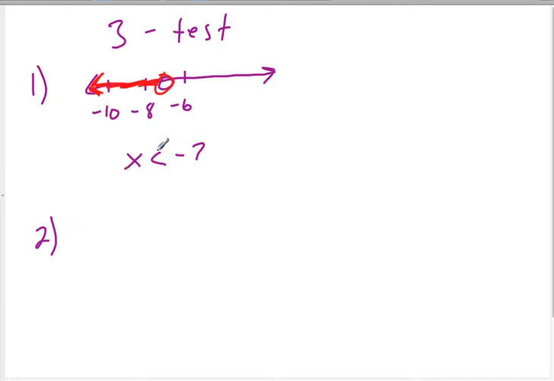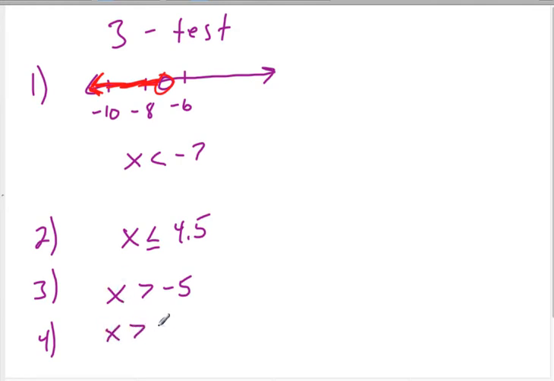Number 2, again, I'll just let you look at the graph in the book. It's on page 227. Looks like it's in between 4 and 5 and going to the left, so x is going to be less than or equal to 4.5. Number 3, looks like we have an open circle at -5 going to the right, so x is greater than -5. Number 4, we have an open circle in between 1 and 2 going to the right, so x is greater than 1.5. Alright, that's it for the graphing portion, or going from a graph to an inequality.